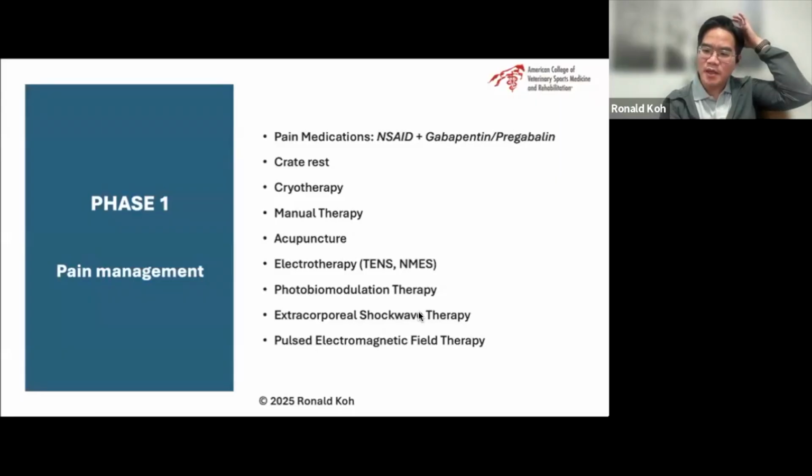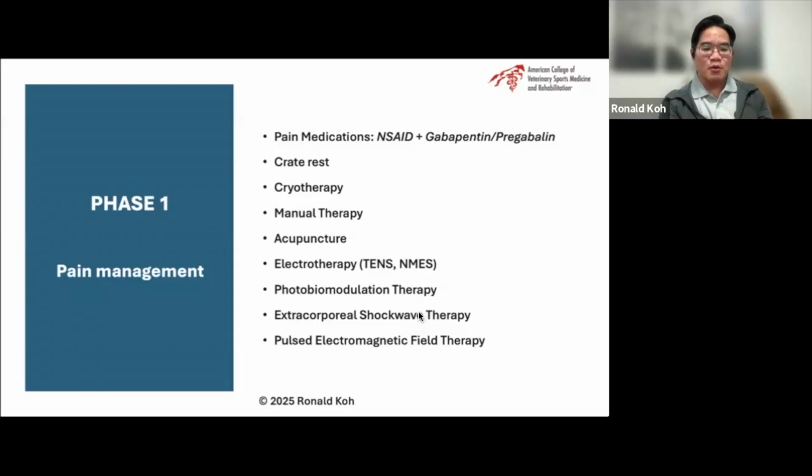Electrostimulation, 10 units, is good for pain control, and MES is very good to preserve muscles, especially when the dog is not using the limb. You want to start using 10 units to contract the muscles for 10, 15 minutes once a day, just to preserve the muscle mass, because losing too much muscle will slow down the progression and also provide a poor prognosis.